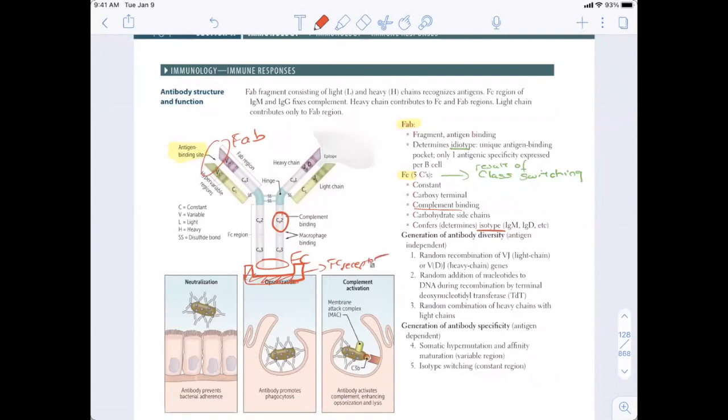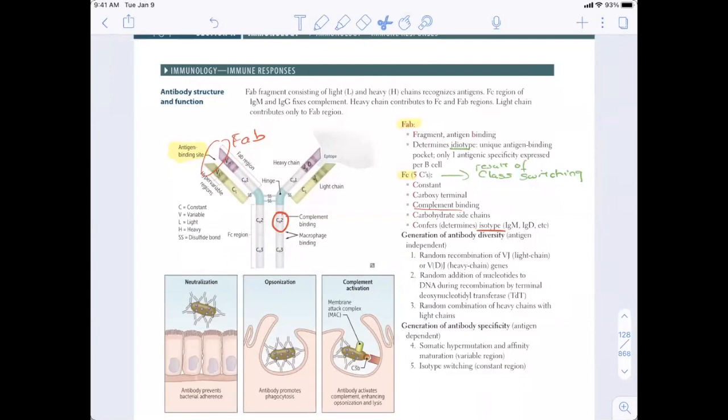Excuse me, please. What do you mean by these isotypes? What does that mean? Isotype just means what kind of antibody is it? Is it an IgM, A, D? What kind of antibody is it? That's it. Okay. All right. And don't forget, that's going to be from your FC region. Okay.